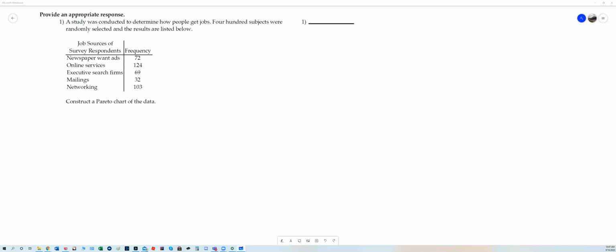Forward this to the computer. So here we have a slightly different problem, and we're going to do a Pareto chart.